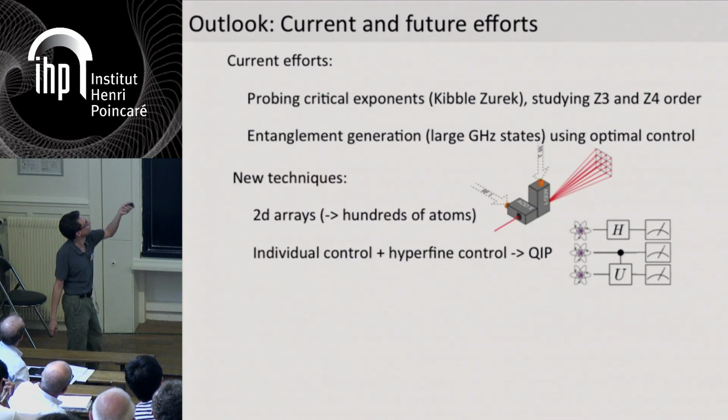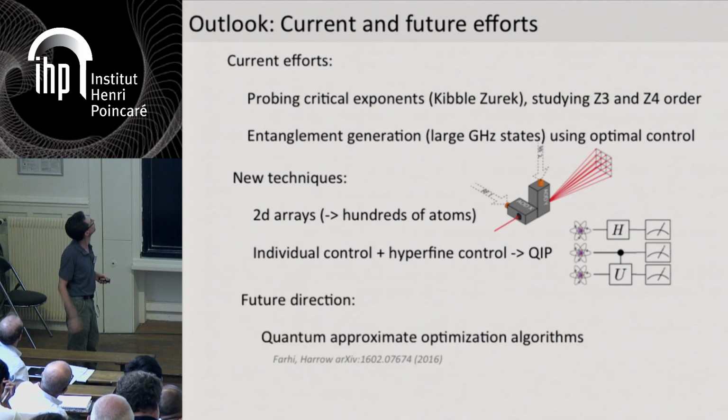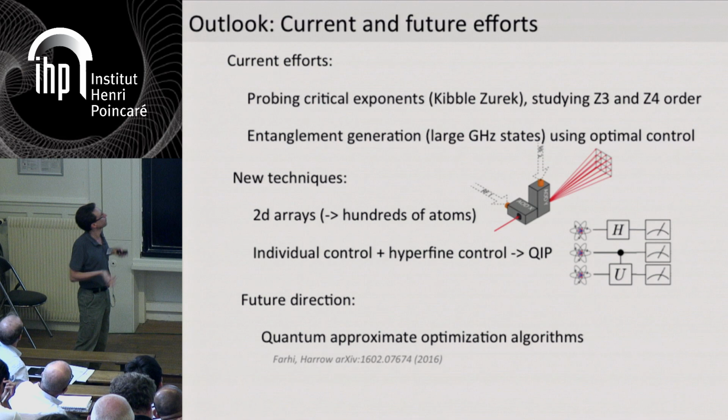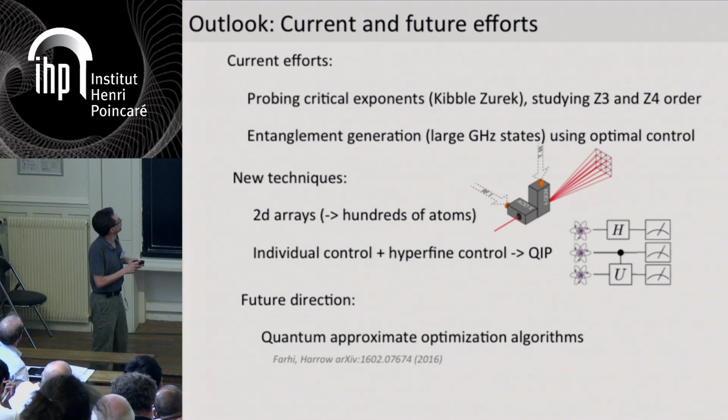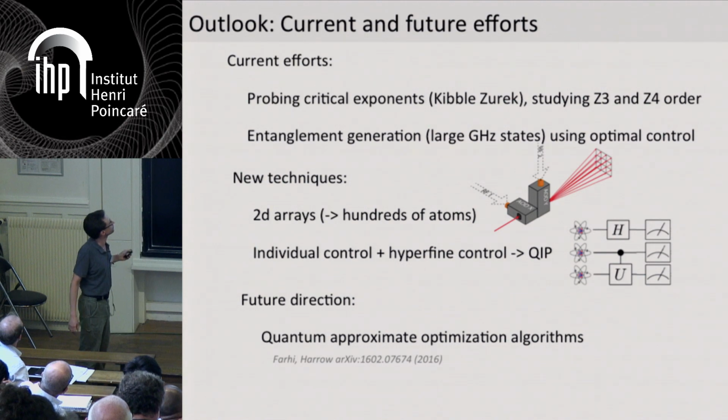Of course, there are ideas to scale up these arrays to 2D or to get more individual control by adding more single-addressing beams. So far, we have only one. And in the long term, this platform could be nicely suited for quantum approximate optimization algorithms.